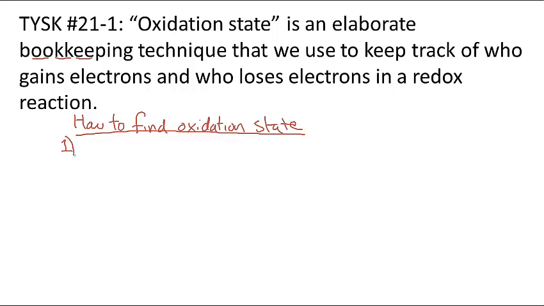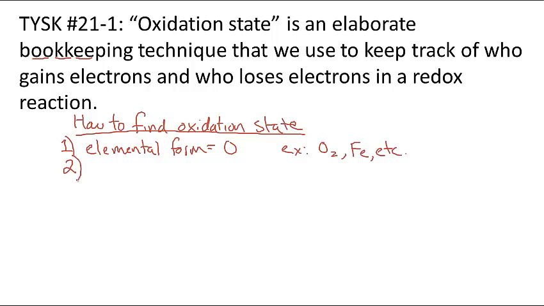How to find oxidation state? Rule number 1. Elemental form. Your oxidation state is 0. So some of this should seem vaguely familiar. So, for example, O2, Fe, etc. Things in their natural form are 0.